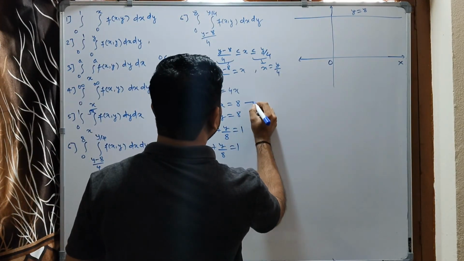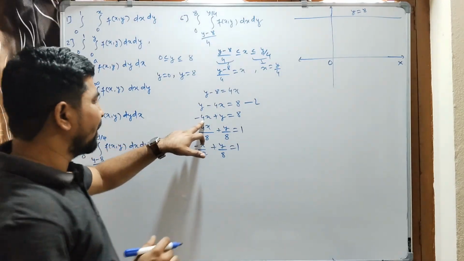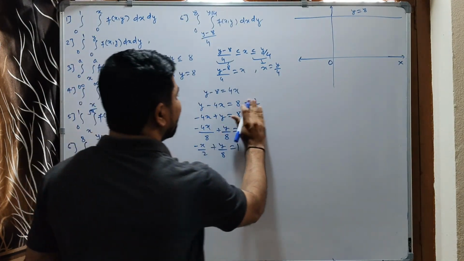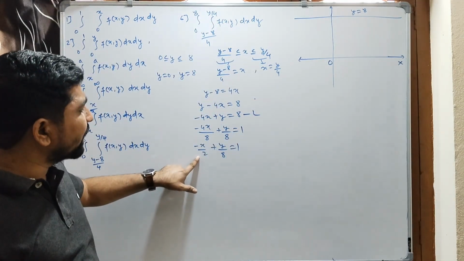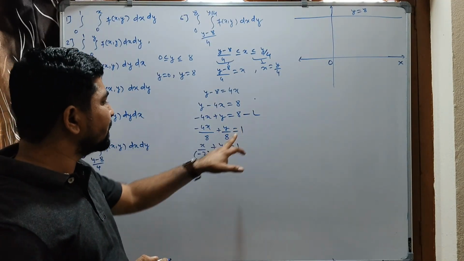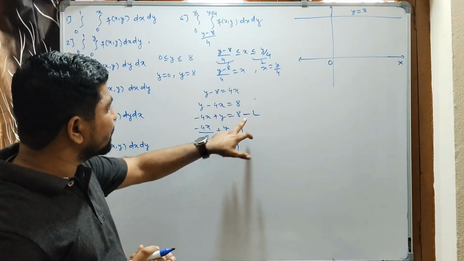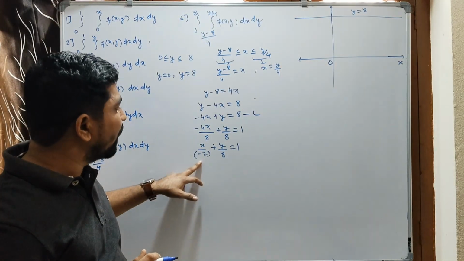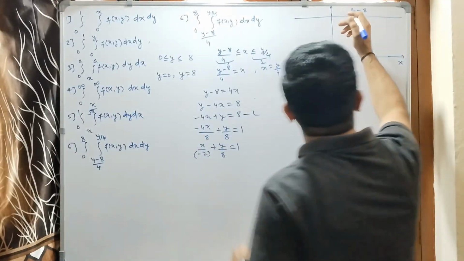So this is my line, y minus 4x equal to 8, that is, minus 4x plus y equal to 8. Let's say this is my line, and this line intersects the x-axis at minus 2. So I will write minus 2 here, and this line intersects the y-axis at 8. So this says that this line L intersects the x-axis at minus 2 and the y-axis at 8. And this is the line y equal to 8.